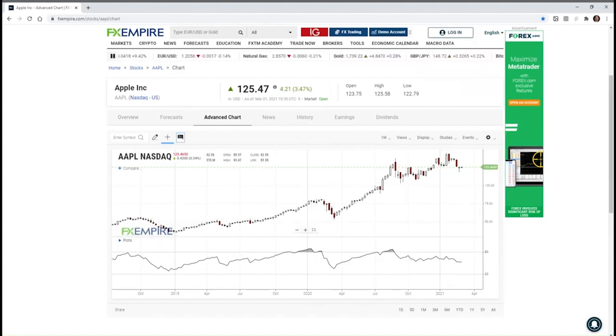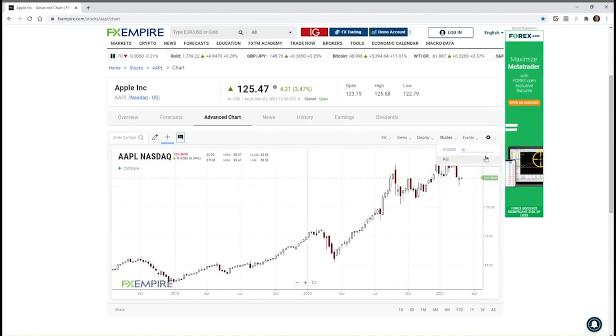Okay, let's move on to another one. We're going to move on to, I think, yeah, money flow index. Let's take a look at money flow index. Go clear out the last study, and I think it's under either money or MFI. I can't remember which. Here, money flow index.